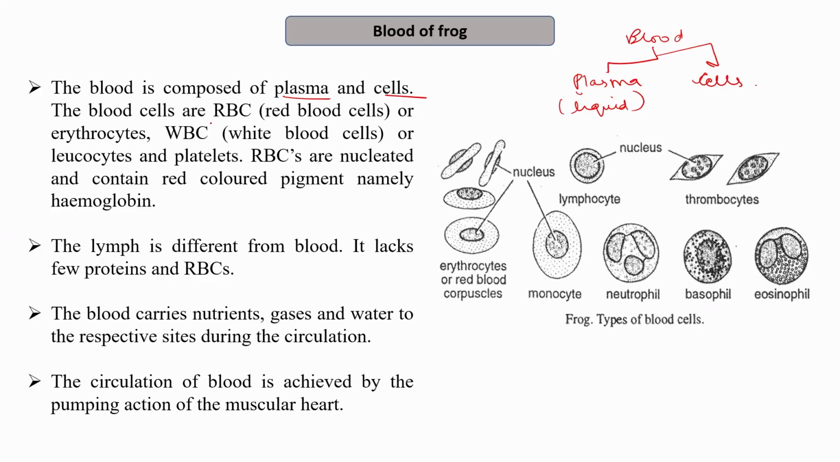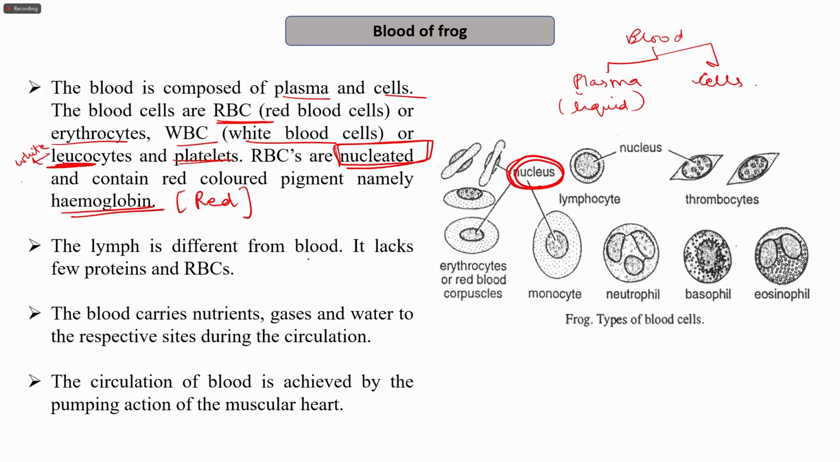So cells are RBCs, which are also called erythrocytes, red blood cells; WBCs, white blood cells, which are also known as leukocytes. Leuko means white, that does not have any color. So leukocytes and platelets. RBCs are nucleated. This is important, that in humans RBCs are not nucleated, but in frog the RBCs are nucleated and contain a red colored pigment, namely hemoglobin. So their blood is also red in color.